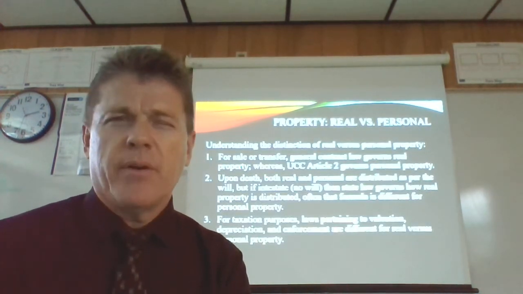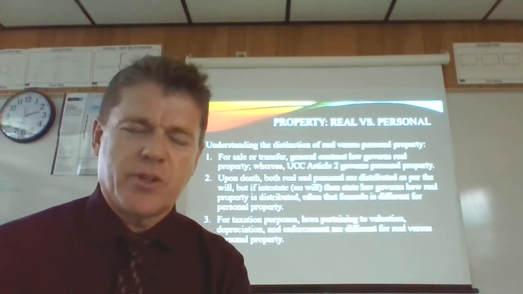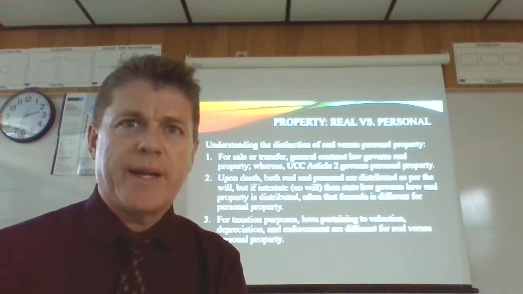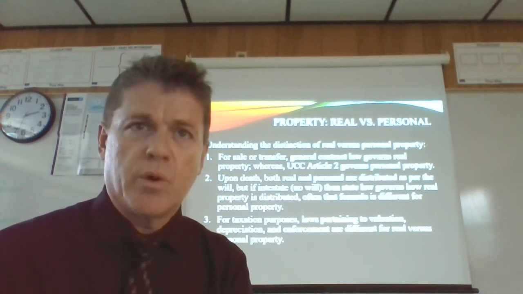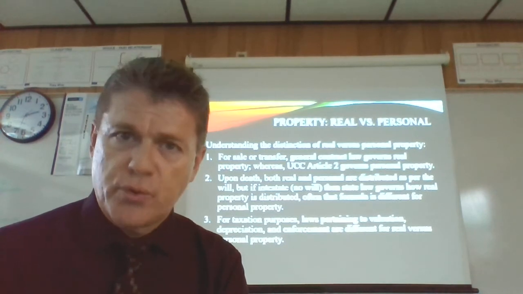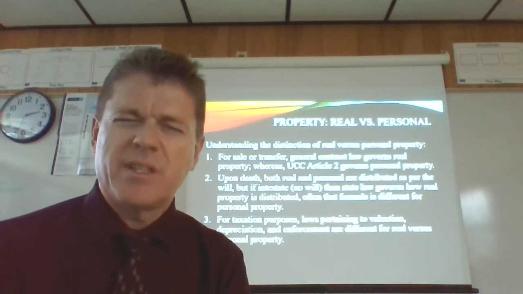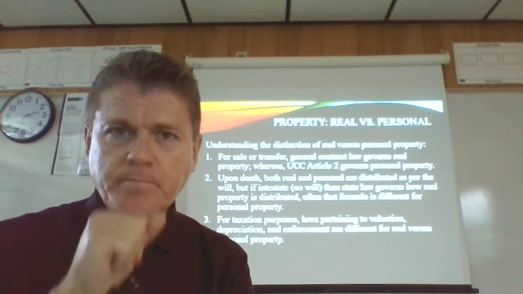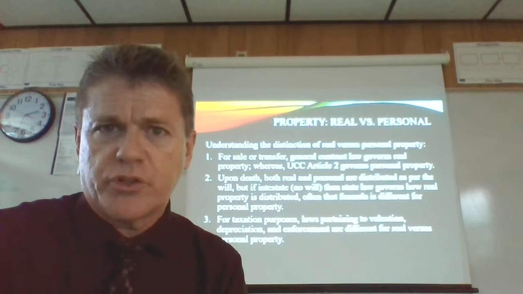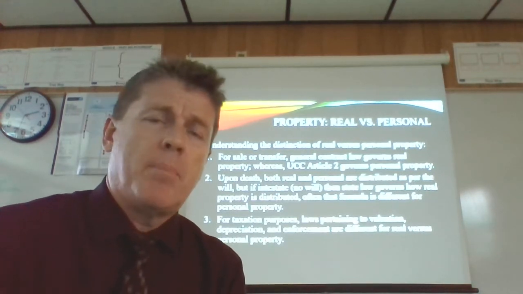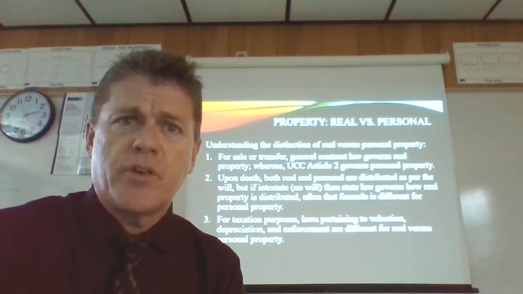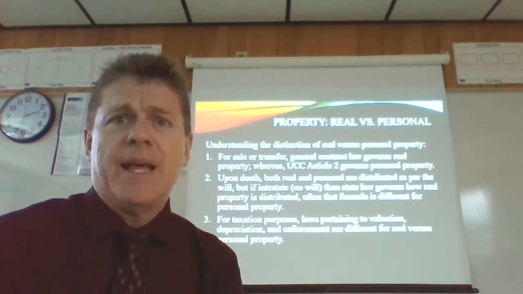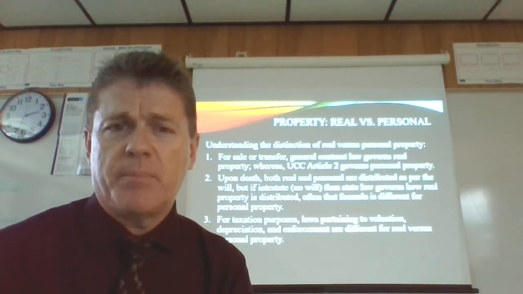So when comparing real versus personal property, in terms of understanding this distinction, if we're talking about sale or transfer, general contract law governs real property, whereas UCC Article 2 governs personal property. And we talked a little bit about personal property back in Business Law 1 when we first introduced the topic of Article 2 of the UCC. Upon death, both real and personal property are distributed as per will. If it's intestate, meaning no will, then state law governs how that property is going to be distributed.